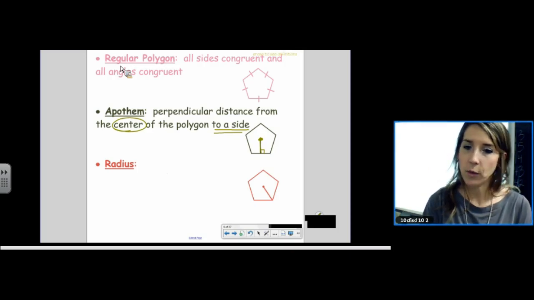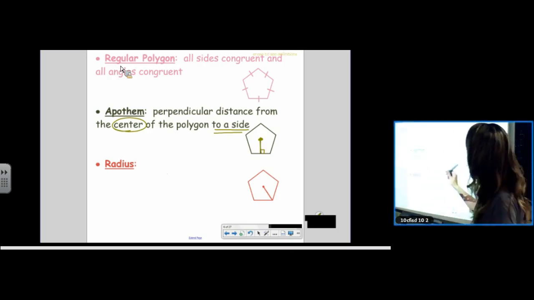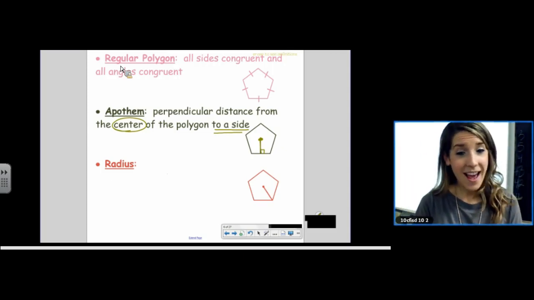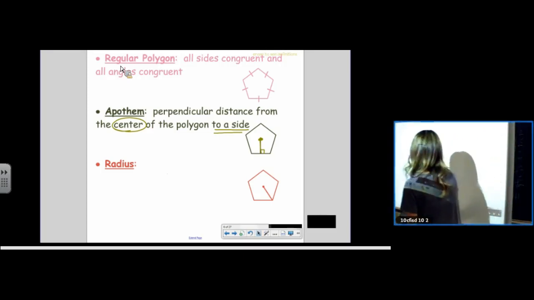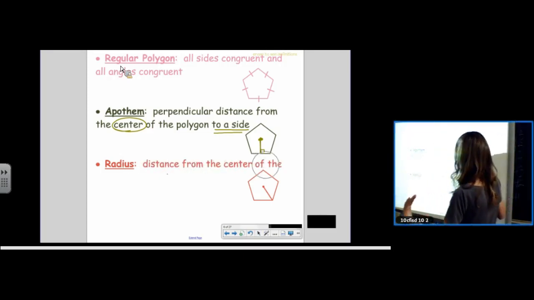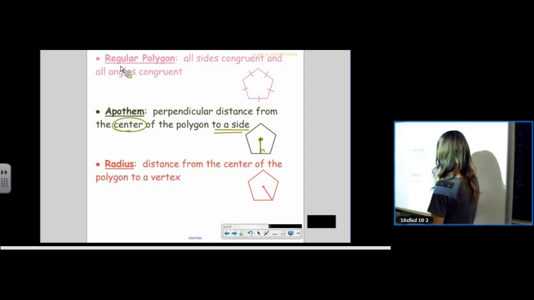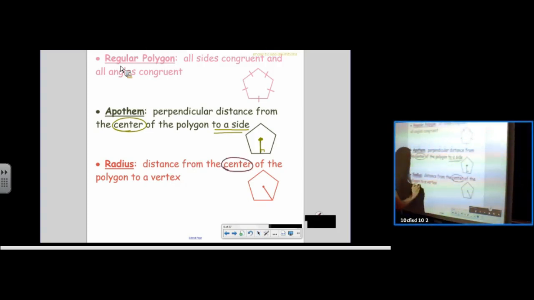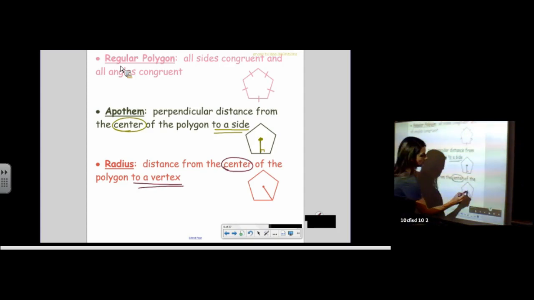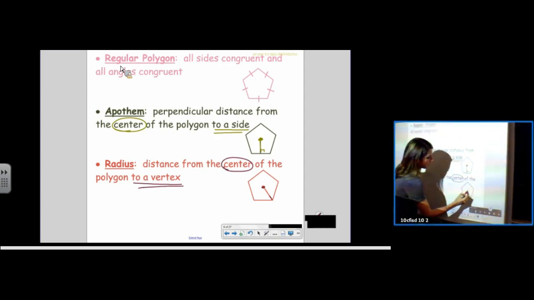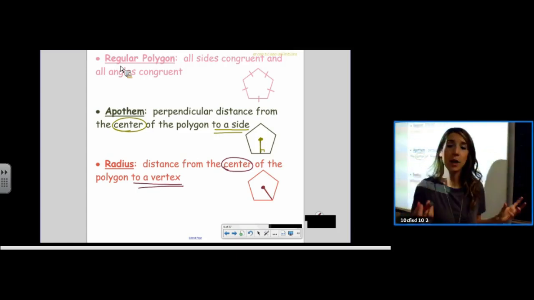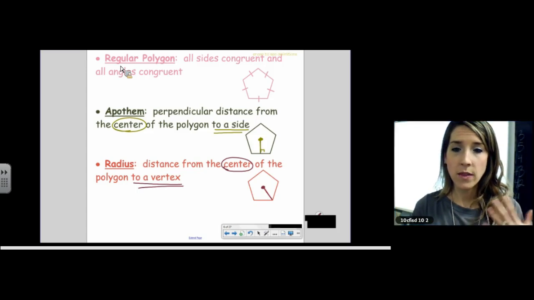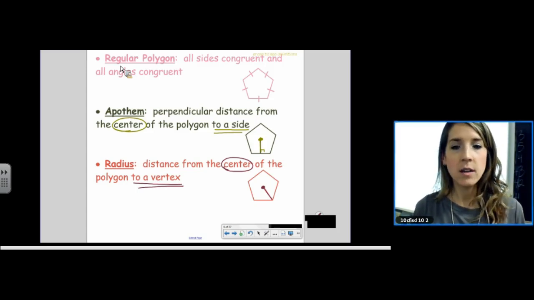Okay, we have another word to go over. I know that we have talked about a radius before in the context of a circle, but I bet you didn't know that polygons had radii. So a radius in the context of a regular polygon is the distance from the center of the polygon to a vertex. So from the center to a vertex. And since these are regular polygons, it is always going to bisect that vertex, if you're wondering. The radius will bisect the vertex because these are regular.